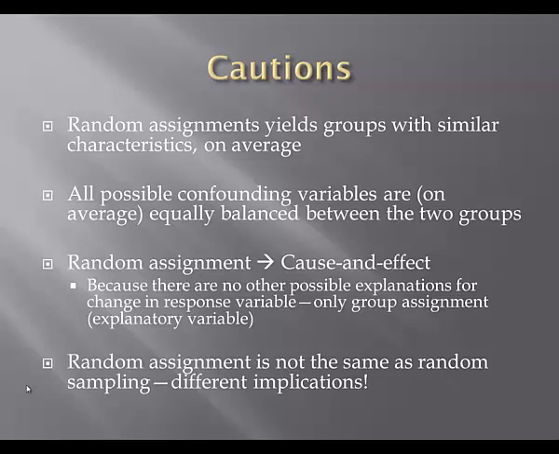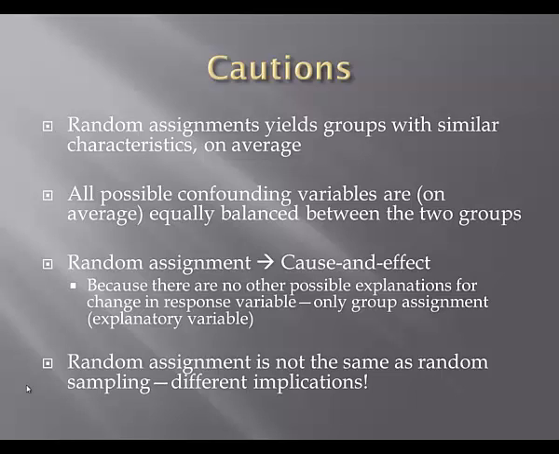A few words of caution. First, random assignment yields groups with similar characteristics on average. It's not always the case that you're going to get a perfectly even split, but on average you will. Second, all possible confounding variables are, on average, equally balanced between the two groups.